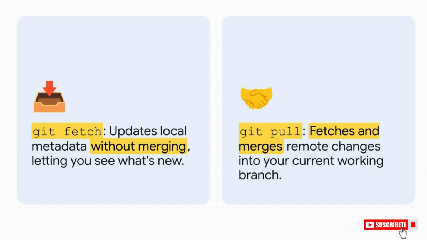Git pull, on the other hand, does that, and then it immediately tries to merge all those new changes into your branch. So, pro tip, always fetch first. See what's coming before you merge it.